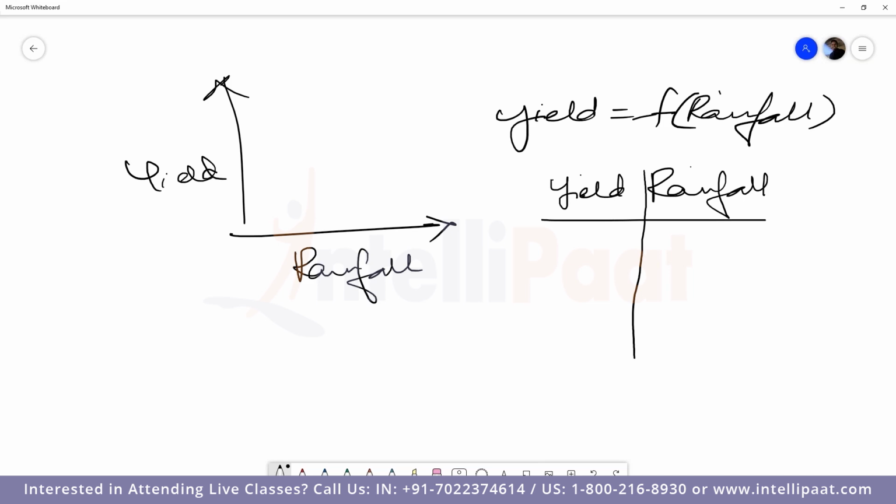So I'm assuming that the yield that I'm talking about here is, let's say, per acre. So it is the number of kilos per acre or the number of tons per acre, something like that, in a given year of 365 days. So I capture all the data points.